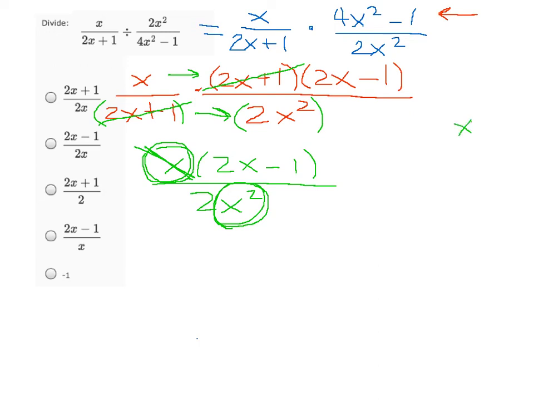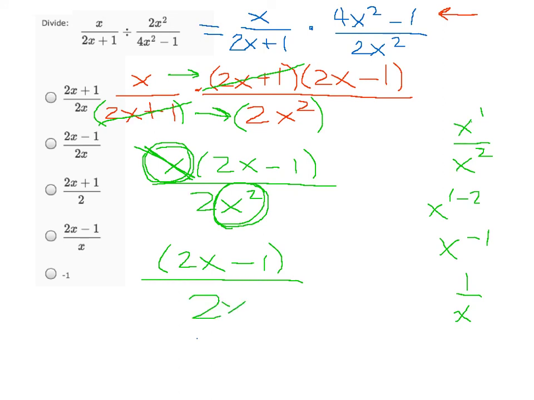Because if you have x divided by x^2, we use our rules of exponents. So we have x to the first divided by x to the second, so we have x to the first minus second, which gives us an x to the negative 1, which is the same as 1 over x. So our final answer will be (2x - 1) divided by 2x, which is B.